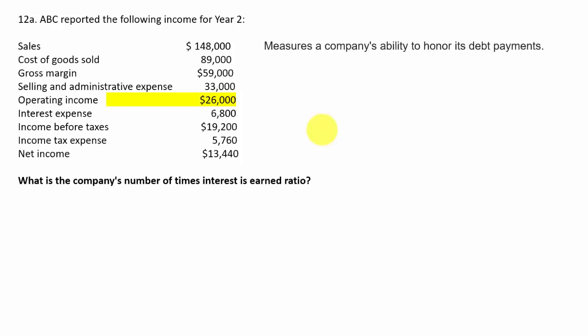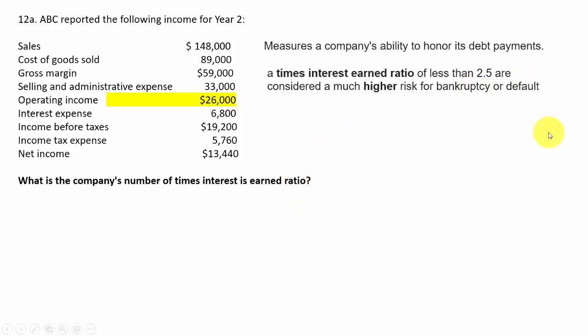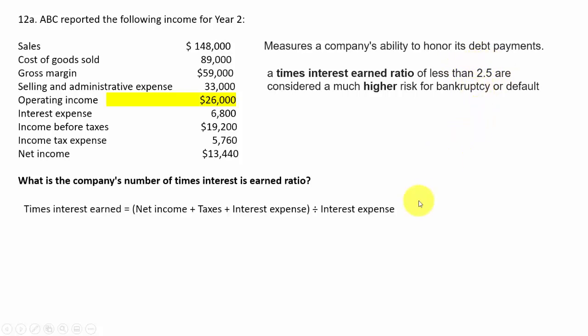So let's take a look and see what the ratio is. A times interest ratio of less than 2.5 is considered a much higher risk for bankruptcy or default. So the bank would like to have this at least 2.5 times. Now, I'm going to work this two ways and show you how this is calculated. It's net income, which is this 13,440, plus taxes, which is income tax expense of $5,760, plus interest expense, which was $6,800. Add all three of those together and then divide by the interest expense, which is $5,760.